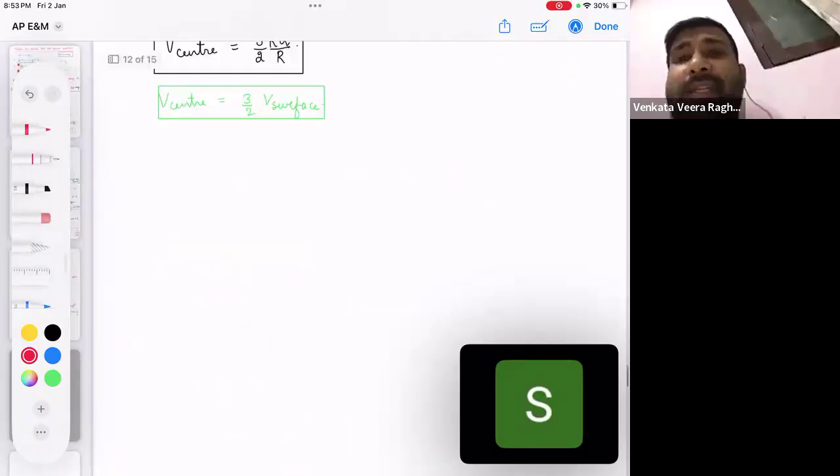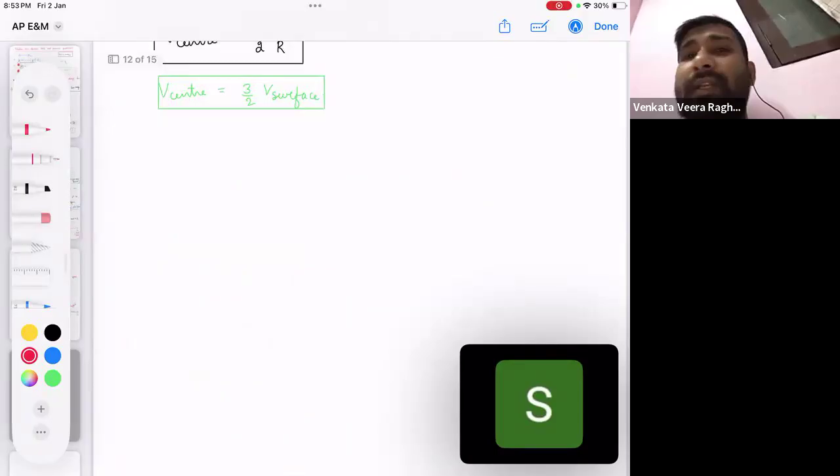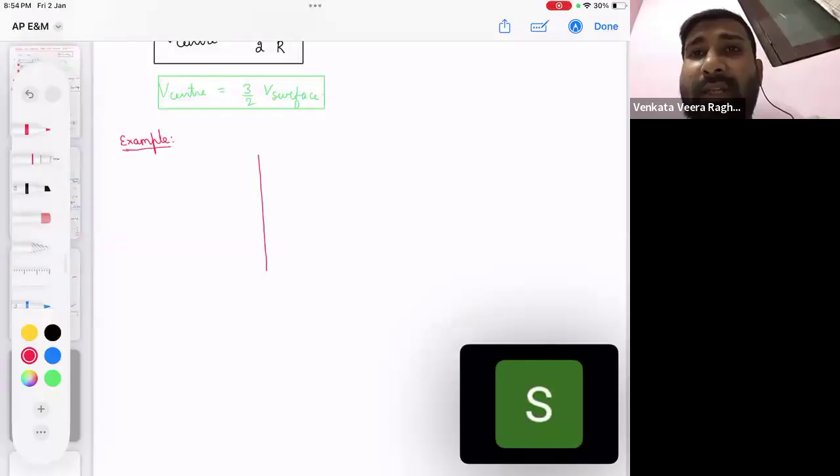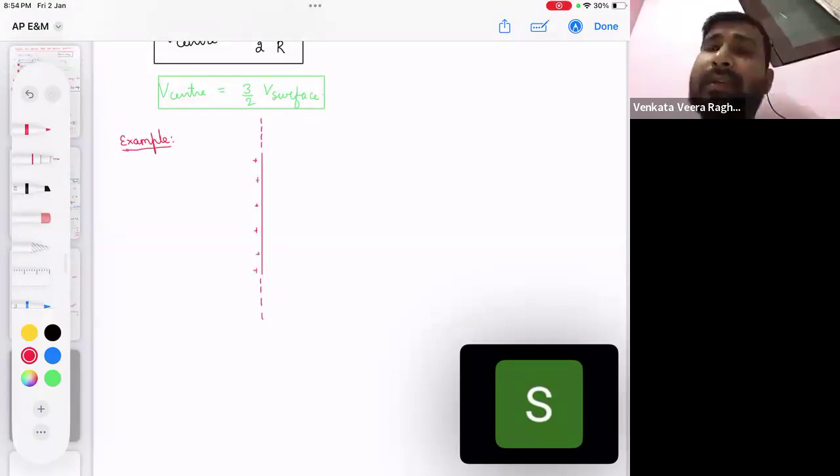Understood? Now I am giving just one small example. I will discuss more examples in tomorrow's class. There is an infinite wire given to us, a very long wire. It has a charge distribution of, say, lambda.